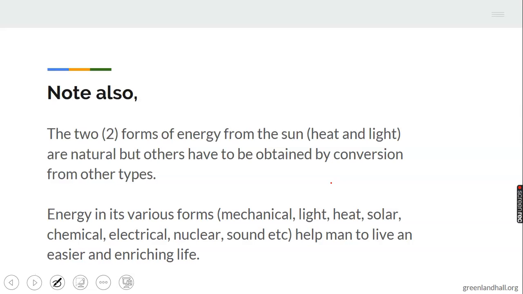Now, energy in its various forms, whether it is mechanical, light, heat, solar, chemical, electrical, nuclear, or sound, the different types that we have help man to live an easier and enriching life. Look at the mechanical energy for our cars. We cannot be trekking long distances, so it makes life very easy for us and more enriching.